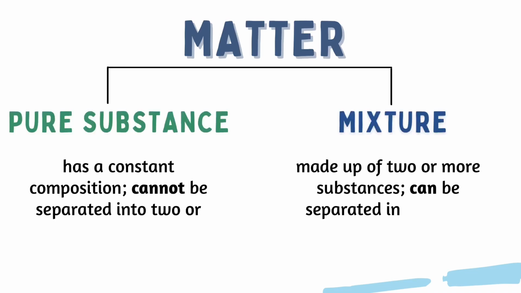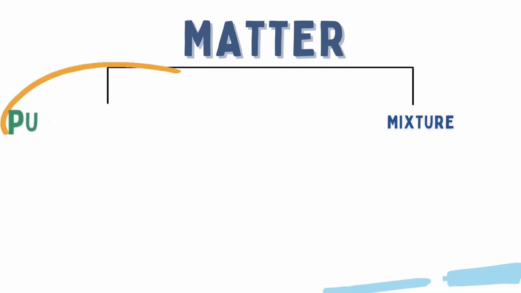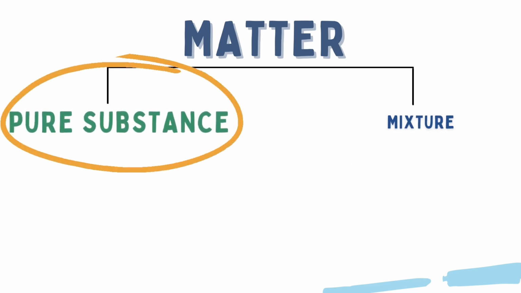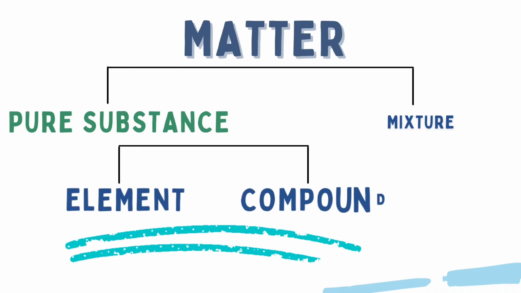Pure substance has a constant composition, meaning it has a uniform appearance and cannot be separated into two or more substances by physical means. While mixture is the total opposite of it, since it is made up of two or more substances and can be separated by physical means. In this video, we are going to focus on the pure substance, which can be further classified into two, the element and compound.